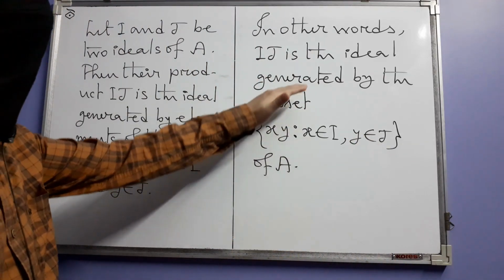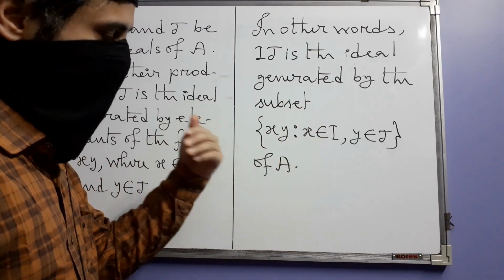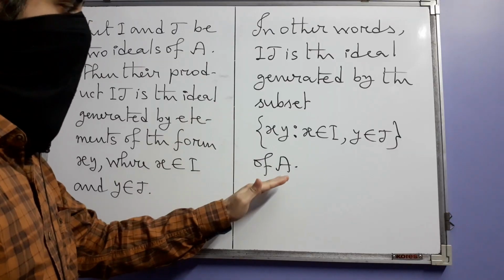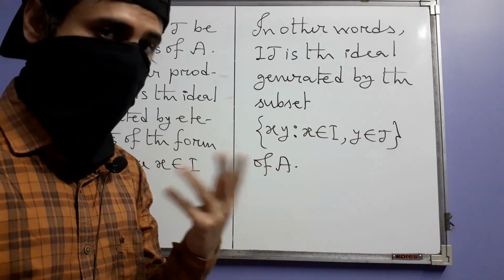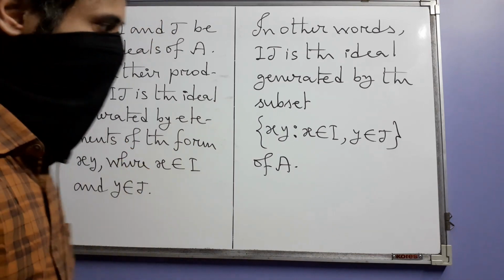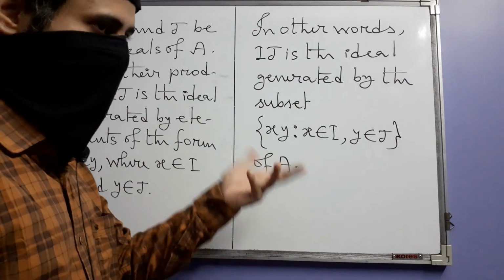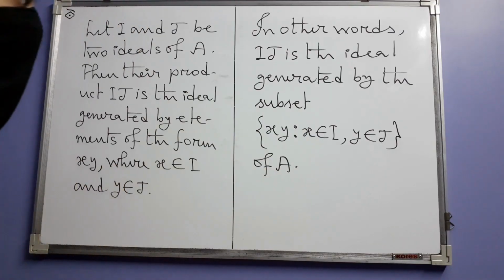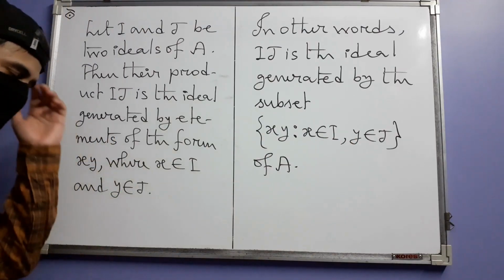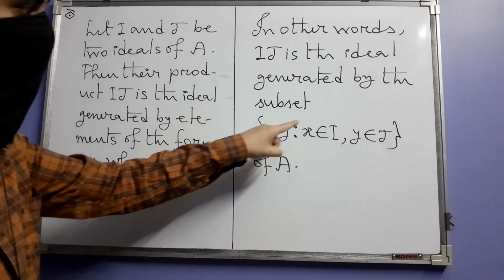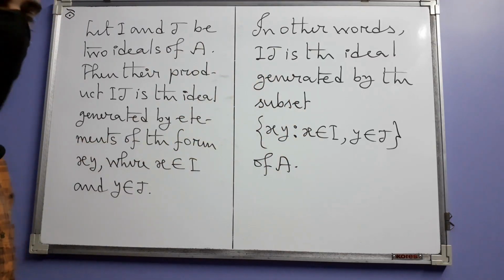So you recall what ideal generated by a subset means. It means that it is the intersection of all ideals of A which contain this subset as a subset inside of them. Okay, so it's that thing. So we already know that such an intersection is an ideal and is in fact the smallest ideal containing this subset. And for this specific subset, the ideal that we get is IJ.